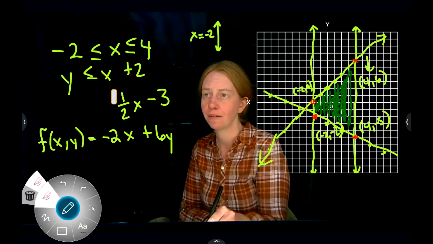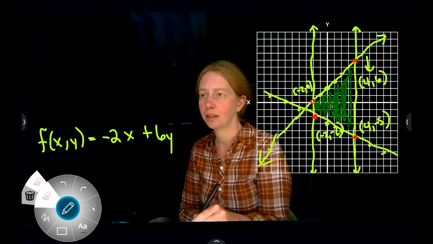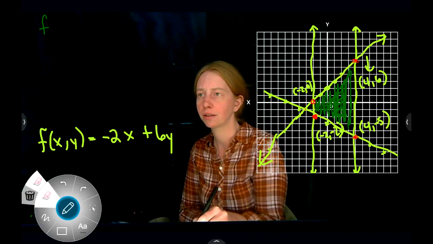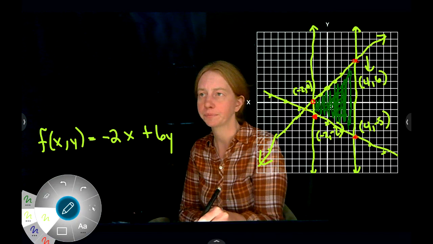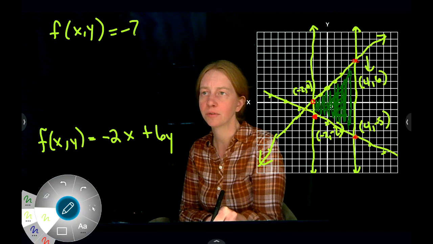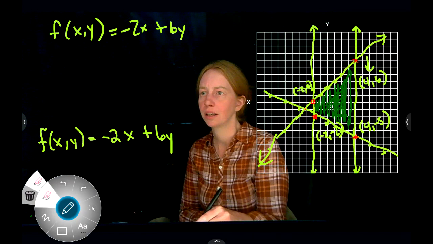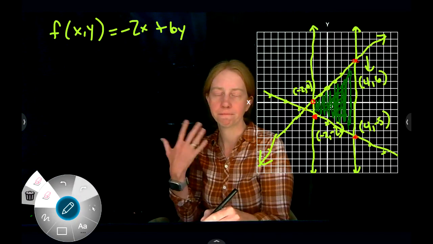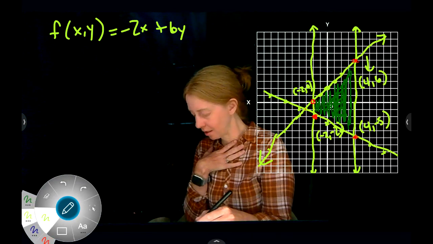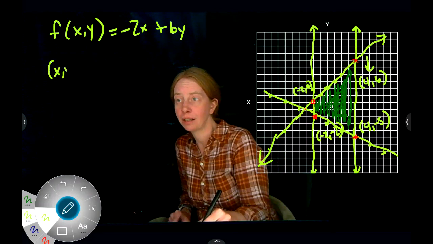So let me erase these other functions. We don't need those now that they're graphed. And so I'm just going to rewrite this equation F. Let's use the bright green so you can see it better. F of X comma Y equals -2X plus 6Y. And the way we're going to do this, I think it's easier to make a table. That's my preference, but if you have a better way for your brain, that's fine.